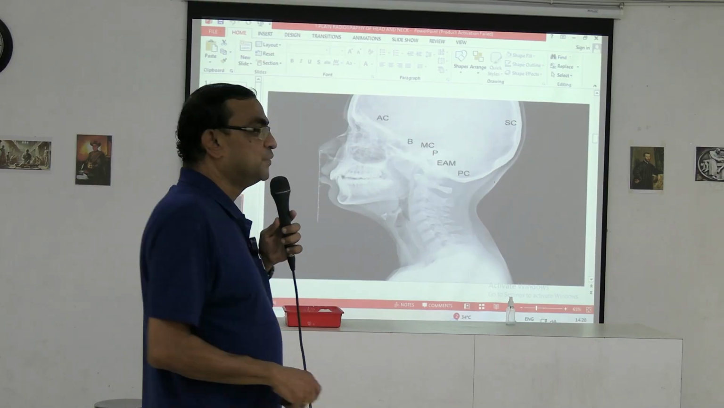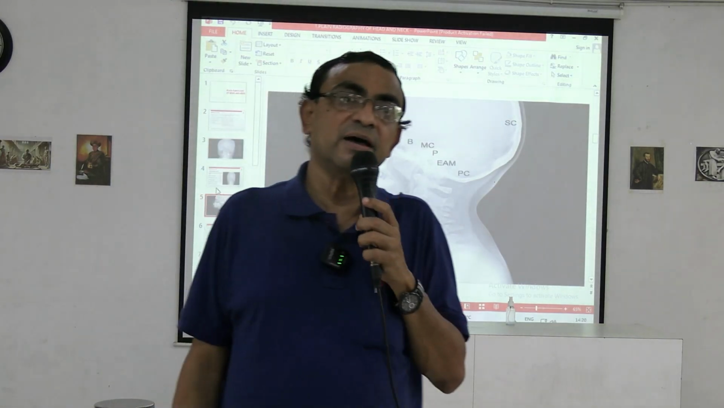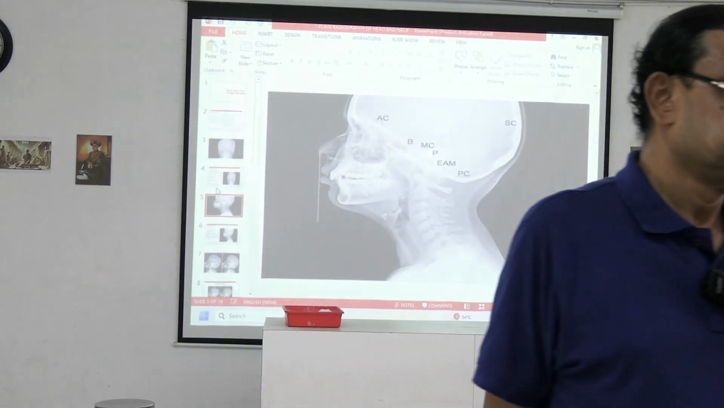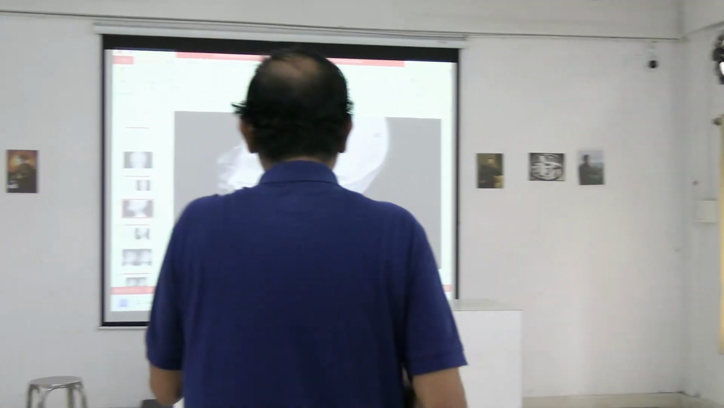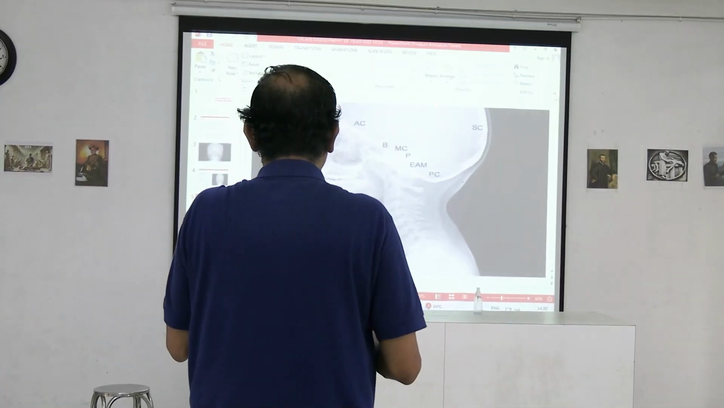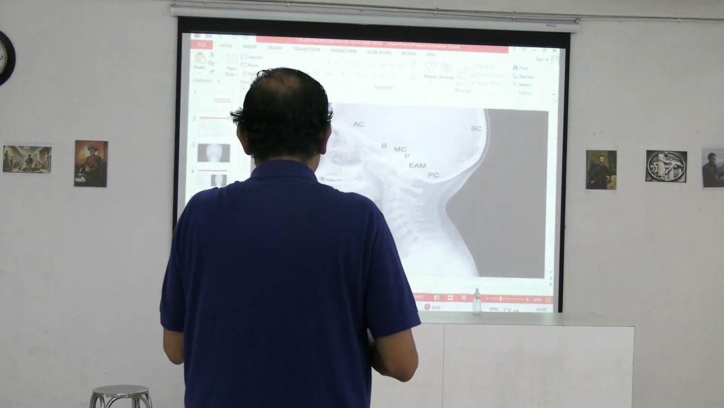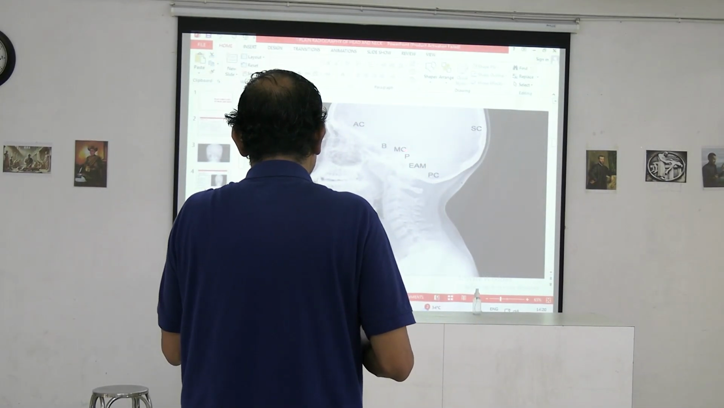Now, this is the lateral view of the skull. In the lateral view, we can get so many other things. We can get here the coronal suture.